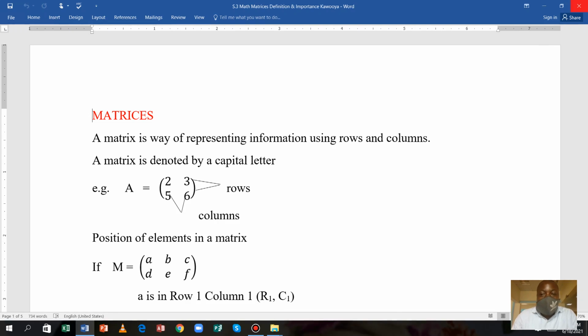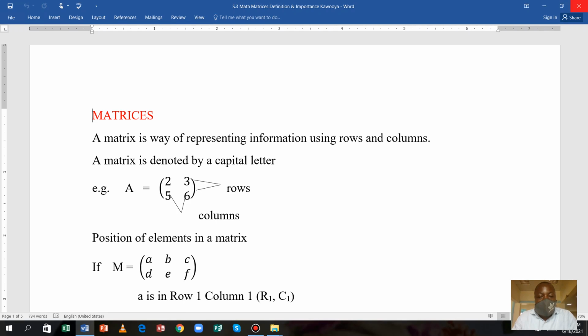Today's topic, we are going to look at matrices. A definition of a matrix is a rectangular array of numbers. But for simple understanding, we can define a matrix as a way of representing information using rows and columns.